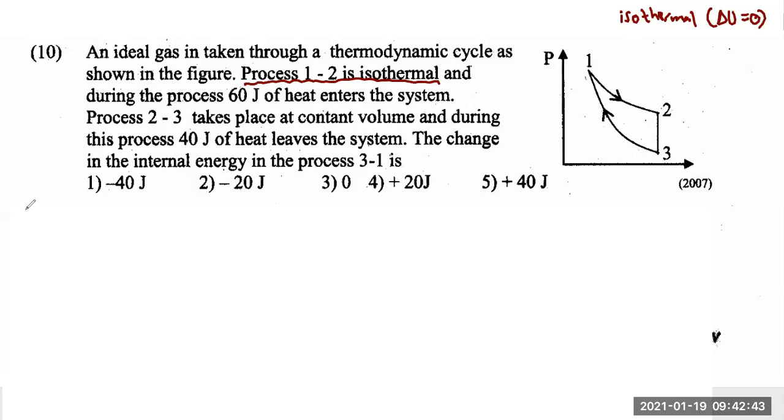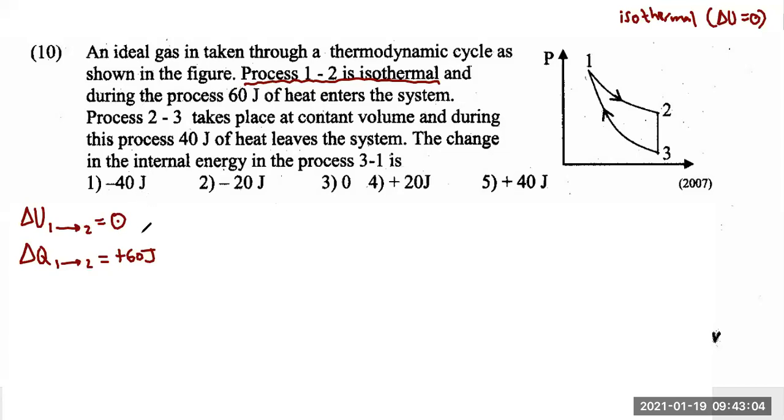Therefore, the first point you can get from this is delta U from 1 to 2, that is 0. And during the process, 60 joule of heat enters the system. That means delta Q from 1 to 2 is plus 60.